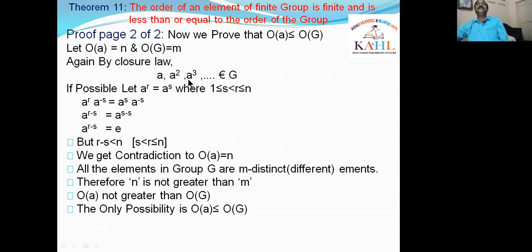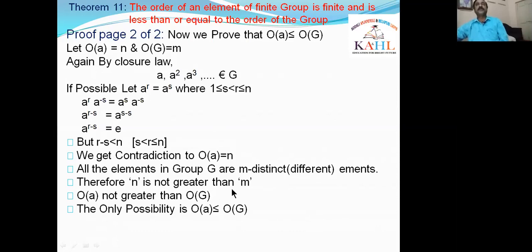any two elements in these elements, we have taken any two elements are equal, we get a contradiction. So all these elements are distinct elements. That means different elements. How many elements are there? Because the order of G is equal to M, that means G contains only M elements. All these are M elements. All the elements in group G are M distinct. Distinct means different elements. Therefore, N is not greater than M.